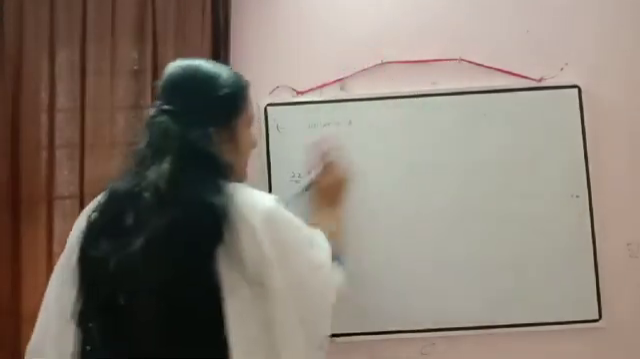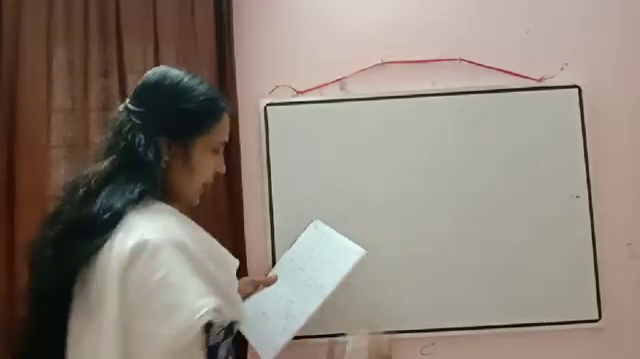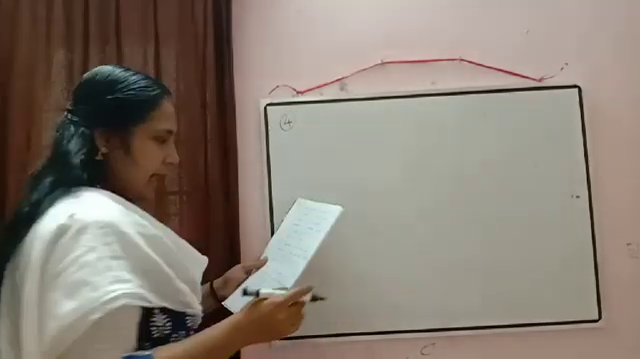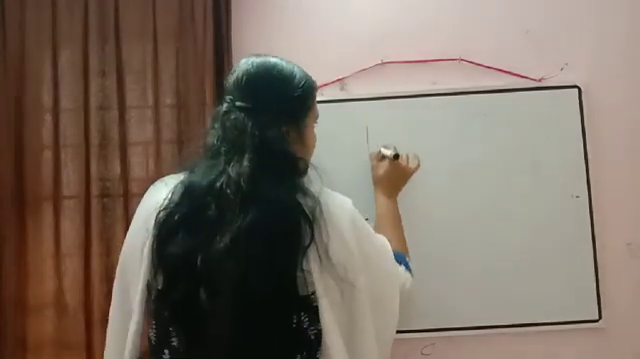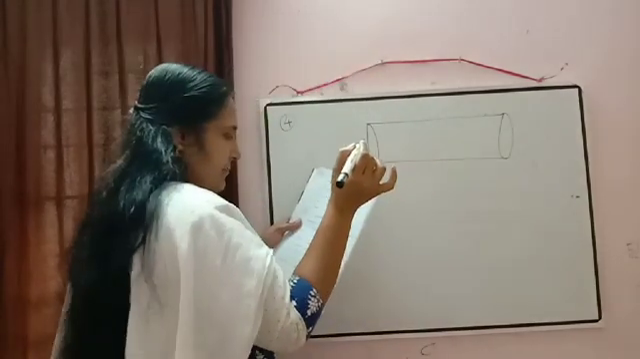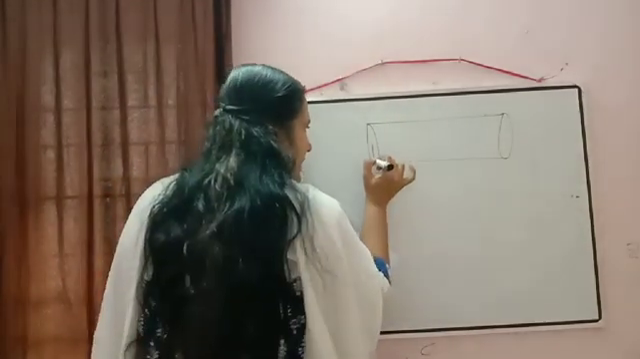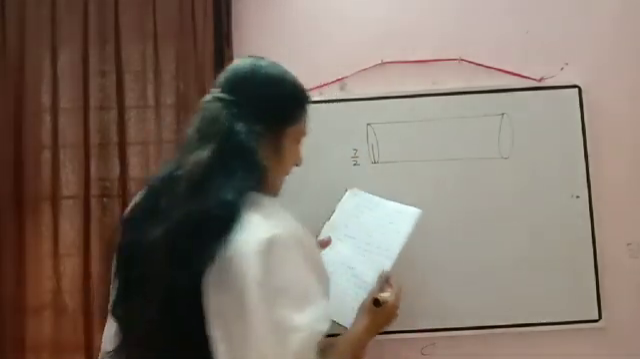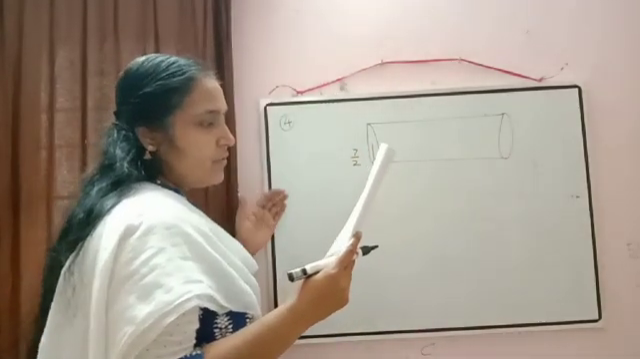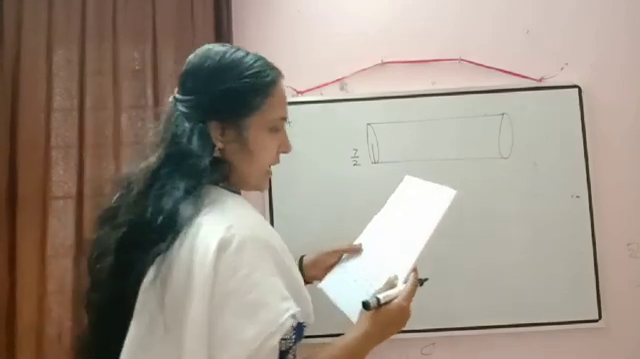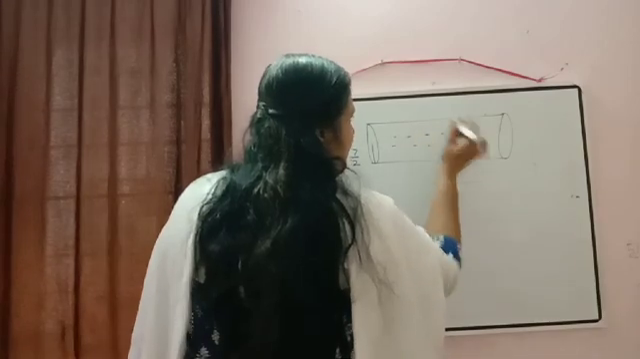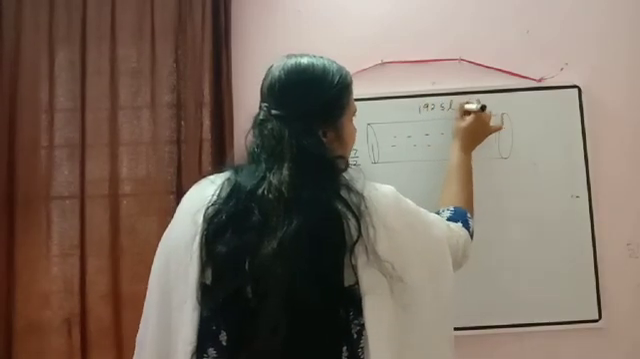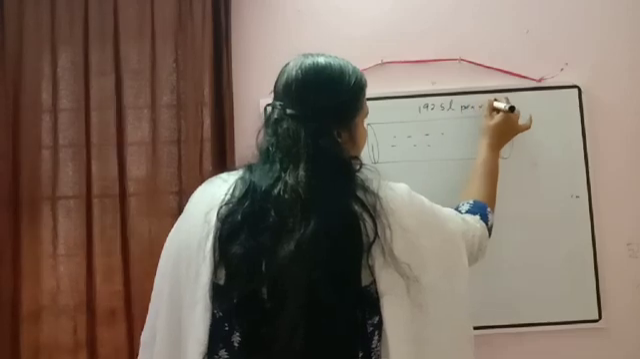Question number 4. In question number 4 it is written, a cylindrical pipe has inner diameter 7 centimeter. So just to check here, the question is, a cylindrical pipe has inner diameter 7 centimeter. So inner radius will be equal to 7 by 2. And water flows through it at the rate of 192.5 liter per minute.